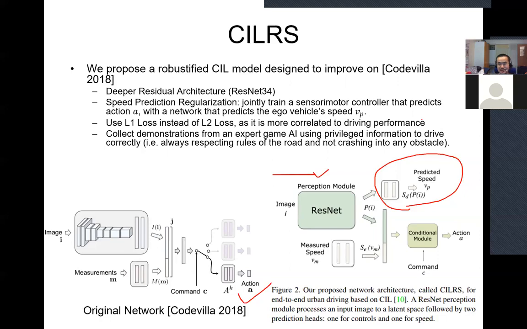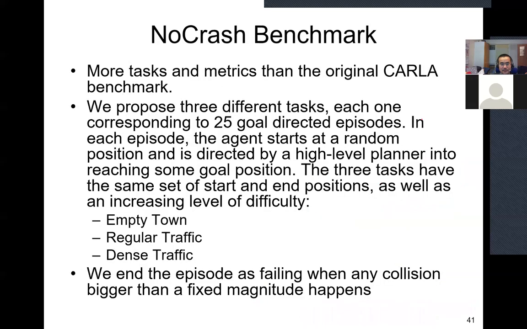Privileged information means that the agent can see everything. So it knows its location, knows the map, respects the rules of the road, and never crashes into any obstacle. Then they propose the new benchmark, NoCrash, which has more tasks and metrics than the original CARLA benchmark, with 25 goal-directed episodes with different maps, empty town, regular traffic, dense traffic, and so on.